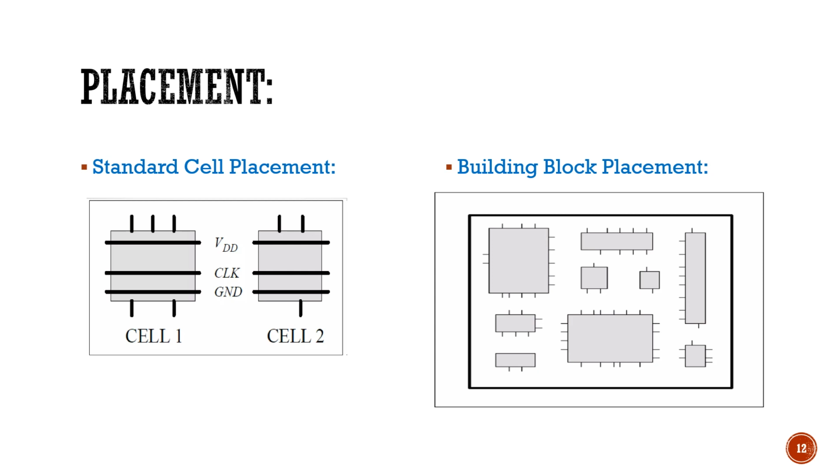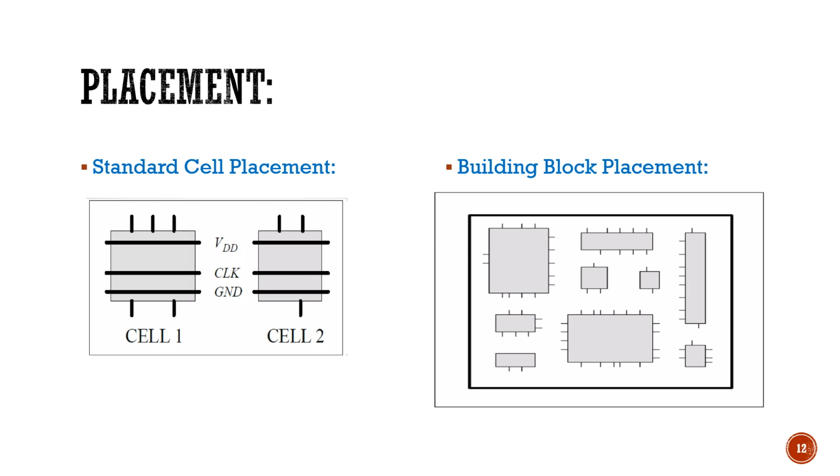Next step represents the placement of block, where you can do the placement of block in two different manners. Either you can go for a standard cell placement or a building block placement. Standard cell placement in the sense, on the left hand side you could refer to an image where you are having two different types of cells. In this, the power supply is kept at the top, ground is placed at the bottom, and clock is placed midway between VDD and ground.